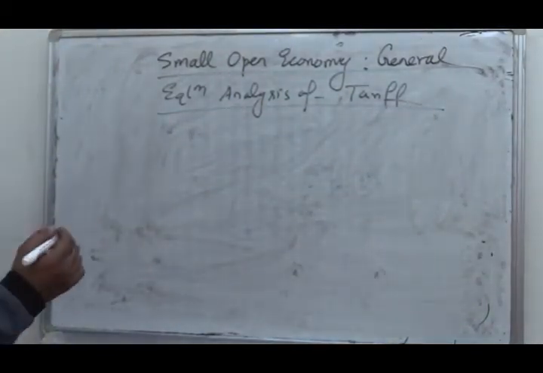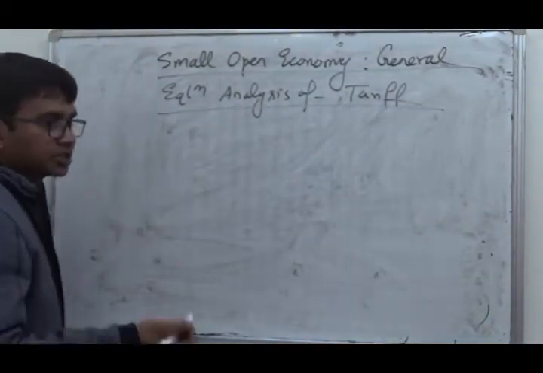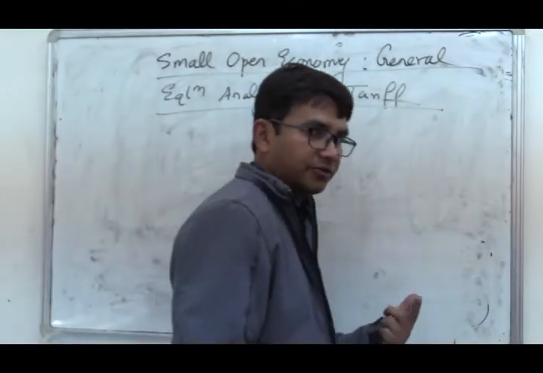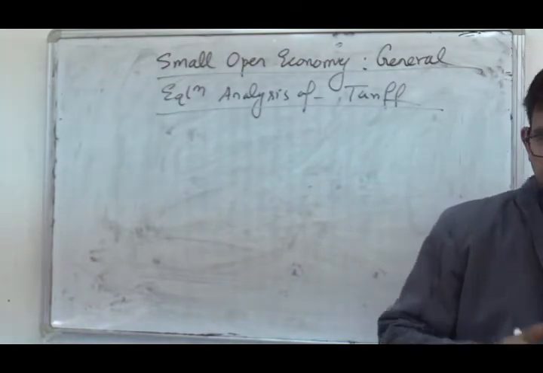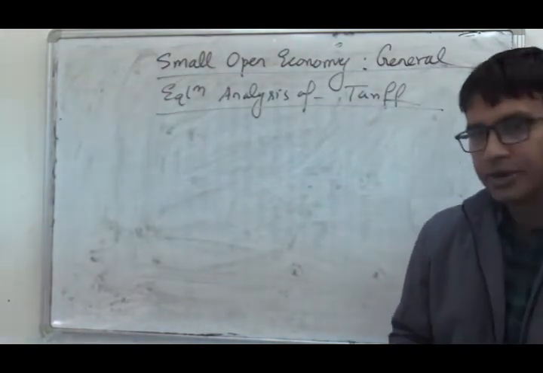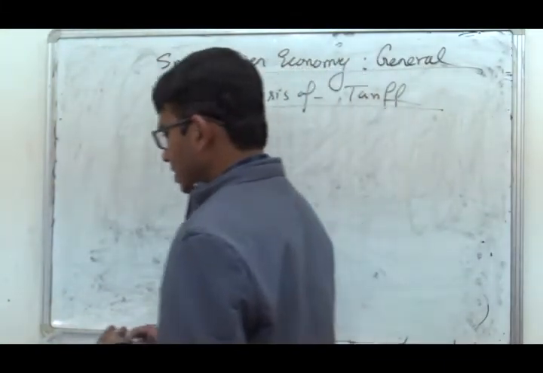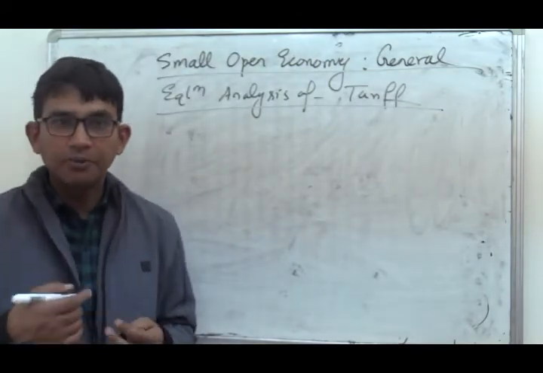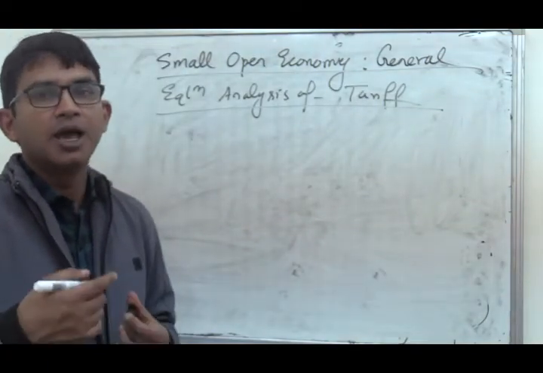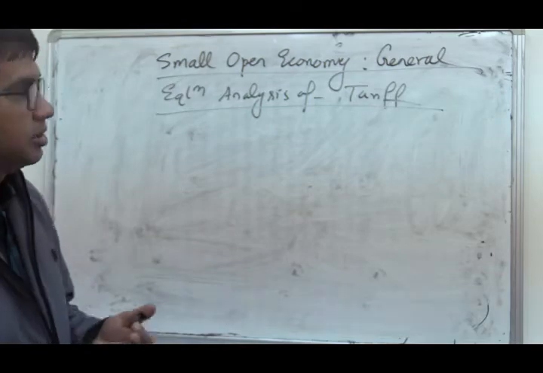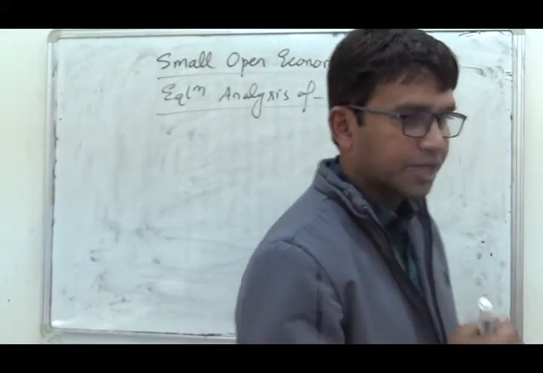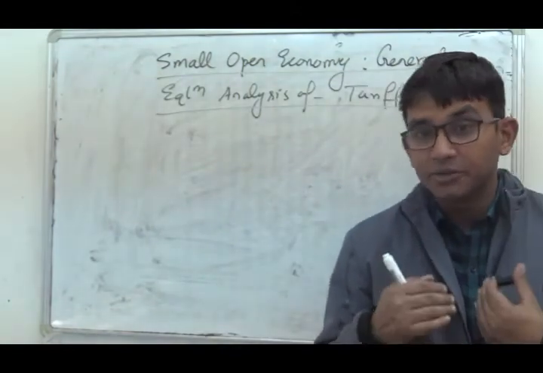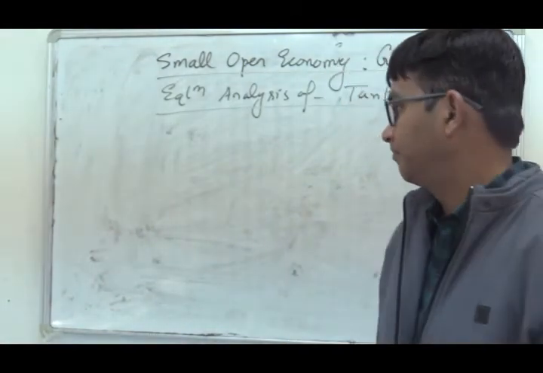So, we have already discussed the partial equilibrium analysis of tariff, in which we considered only the market of the protected sector. But now, what will happen to the other sector also? To find out this, we have to use the general equilibrium analysis of tariff, considering the pre-tariff and post-tariff production and consumption equilibrium of a country.